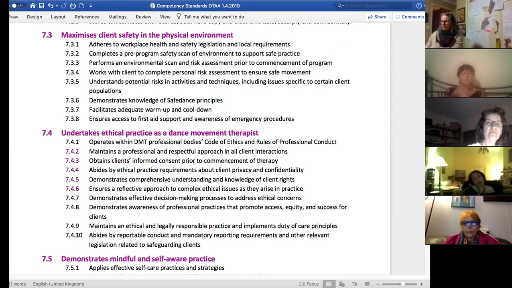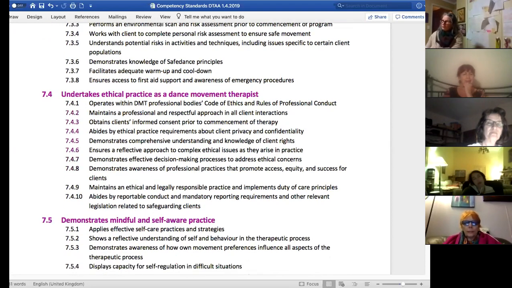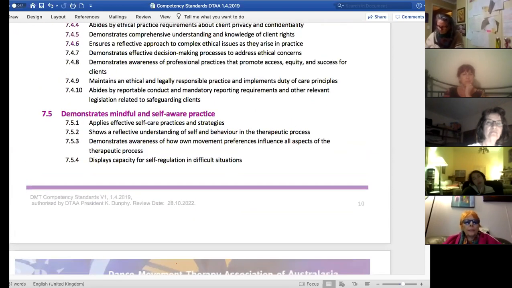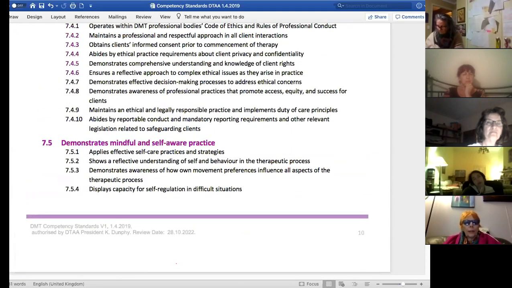And then finally, this mindful and self-aware practice. This is in the area basically of self-care and of burnout prevention, but it's also the items that we'd hope a dance therapist would demonstrate to show that they really have mindfulness about what they do, and they are continually developing their own awareness.